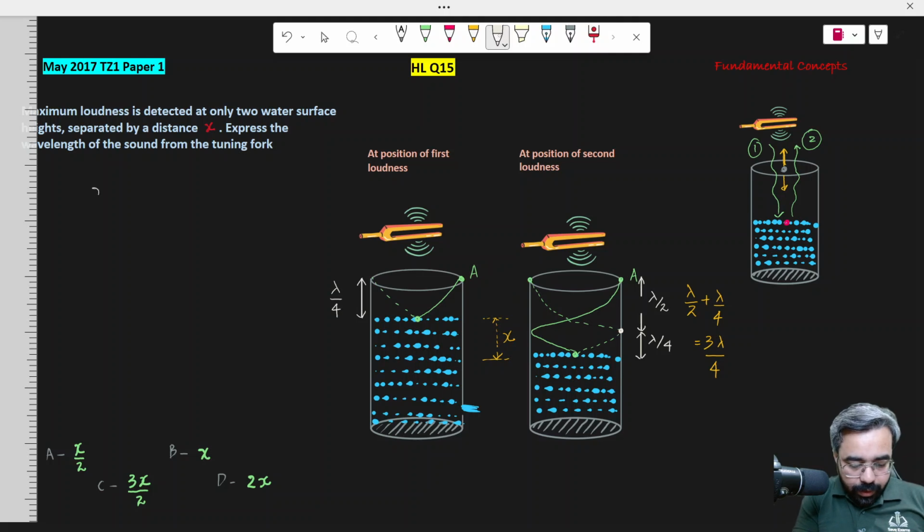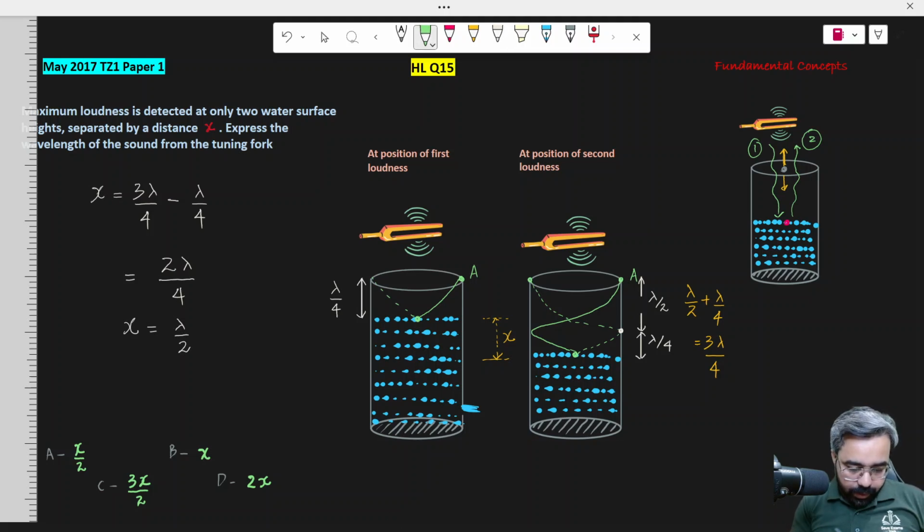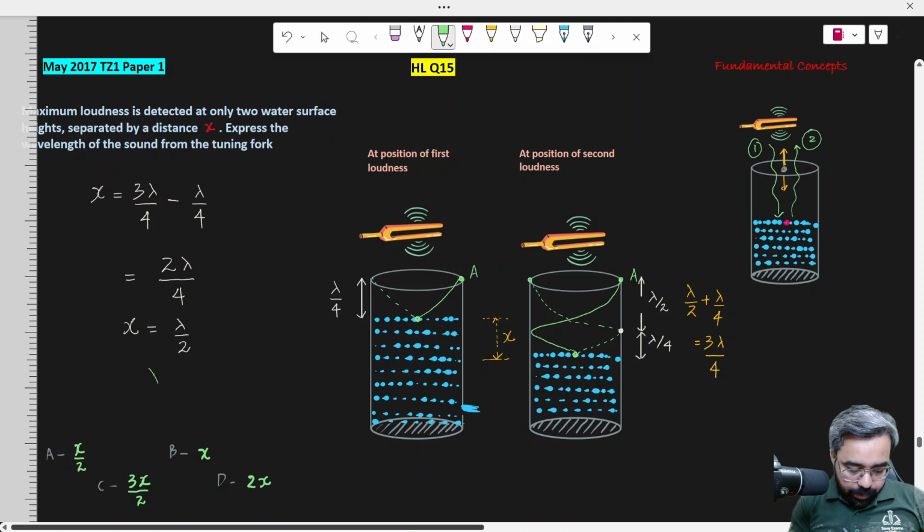Do you like this idea? So x must be equal to 3 lambda over 4 minus lambda over 4. That's why it should be equal to 2 lambda over 4, and that's why it should be lambda over 2. So what we finally conclude is that lambda is equal to 2x, and on the basis of that, the right answer should be option D.